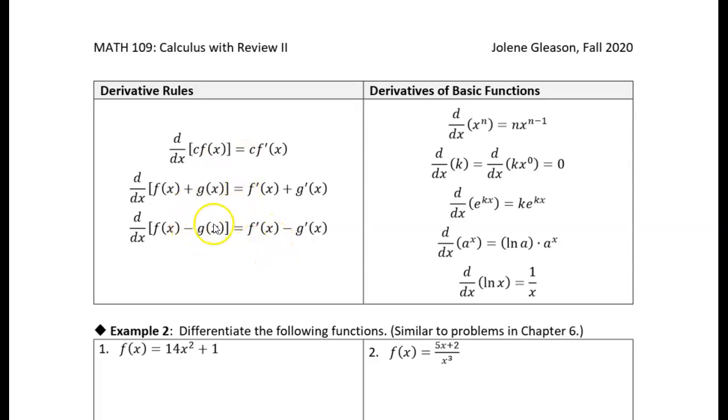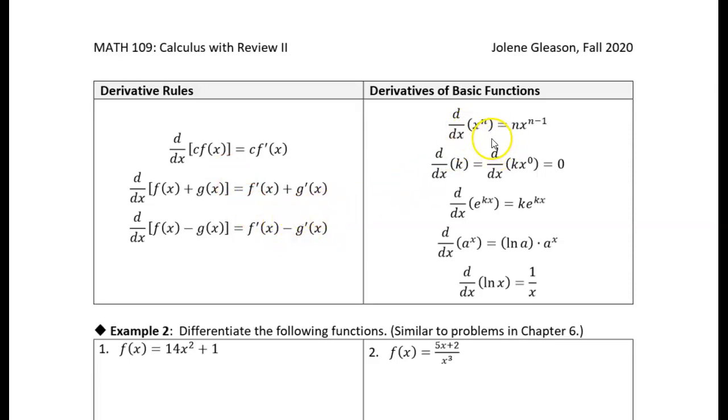Now, notice we know about sums and differences and a constant multiple of a function, but we don't know anything yet about what happens when you multiply functions. What happens if you have the quotient of functions? So we're going to get to that soon, probably in another day. But this is all we know for right now.